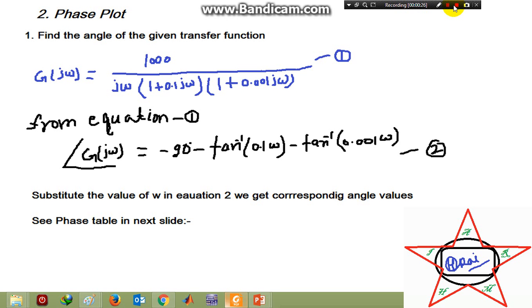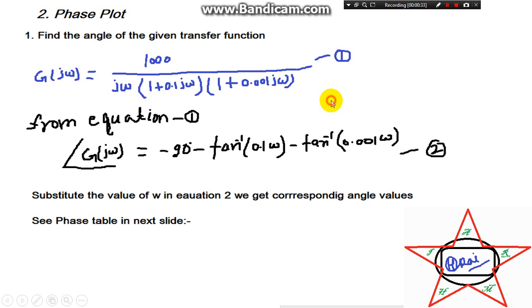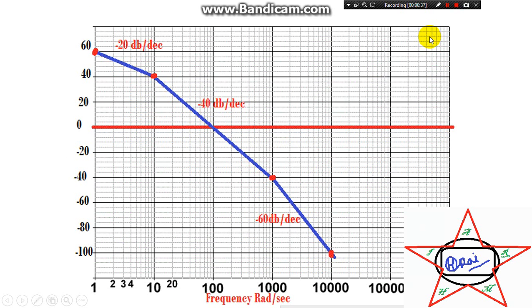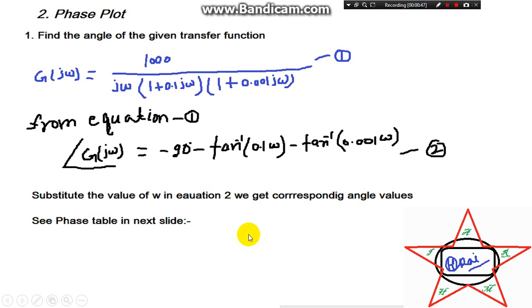similar graph sheet. So till now we have studied how to draw the magnitude plot of the Bode graph in a semi-log graph sheet. So we'll continue from here.